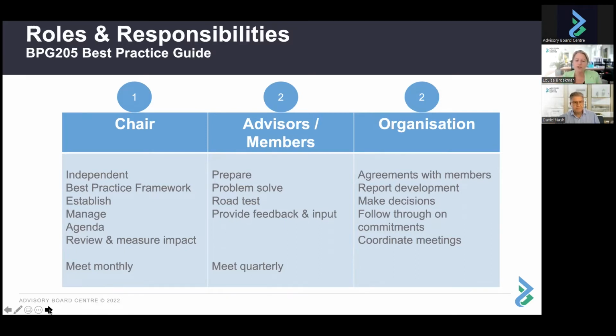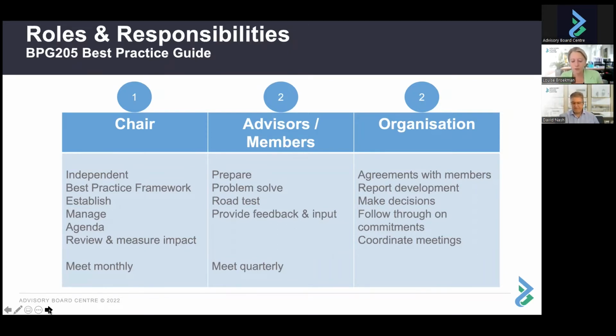So the role of the chair, the guidelines really focus around the independence of a chair, which is really important in being able to engage the chair with the role with the organisation as well as its role with members, so that they don't become vicariously liable for the advice across what the chair says and what individual advisors say. The chair also implements a best practice framework. They go through a process of establishing an advisory board.